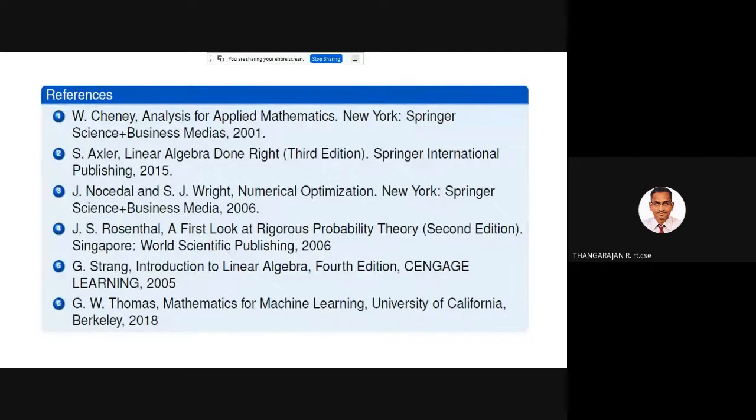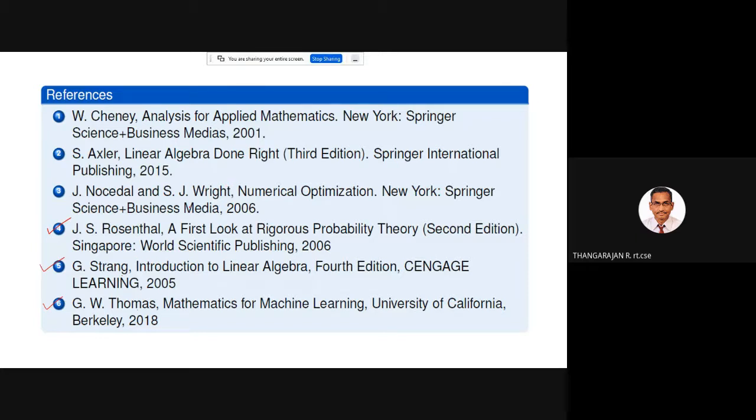And in the morning somebody asked about the references. So these are the references you can have. This is a good book, Mathematics for Machine Learning, written by Thomas. As far as linear algebra is concerned, a better book is Introduction to Linear Algebra by Strang. After 2 days I will take one more session on probability; a good book for that is Rosenthal. These are the books, and other books are also there.